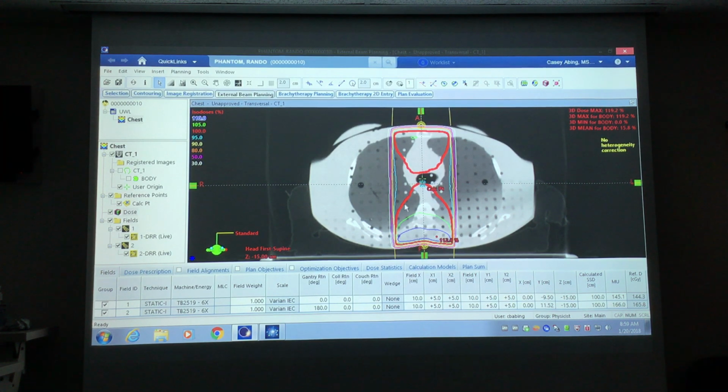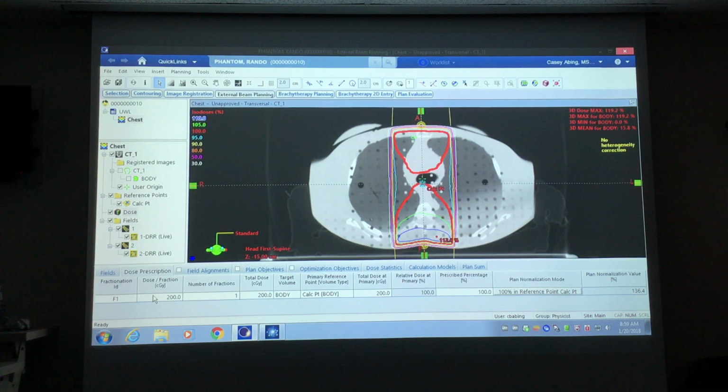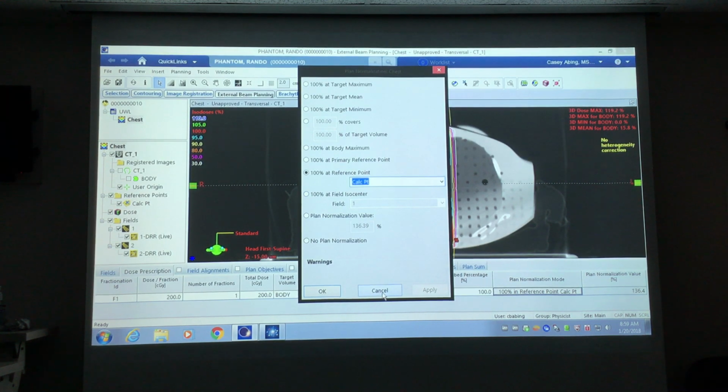You can see that 100% of my dose prescription goes through the calculation point. That's how I normalize. My prescription happens to be 200 centigray times 1 fraction, normalized at a reference point, which is my calc point.